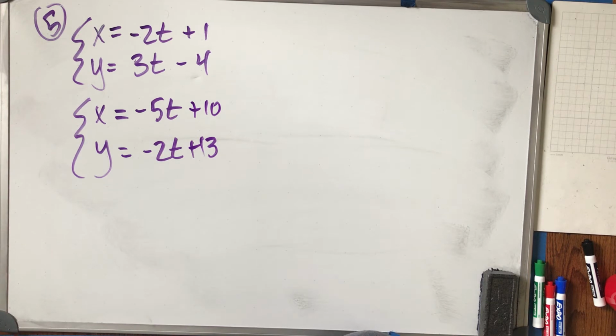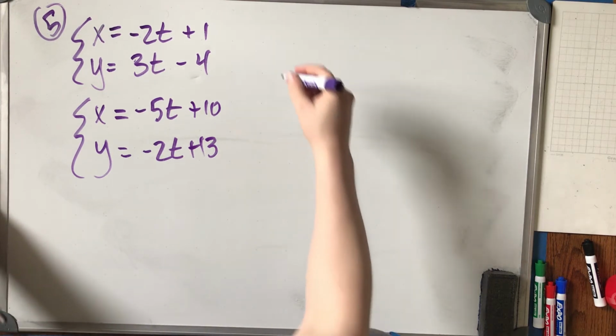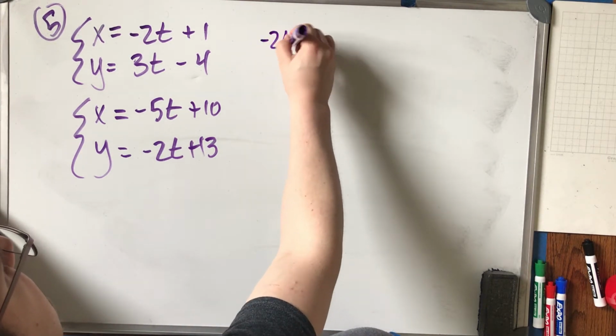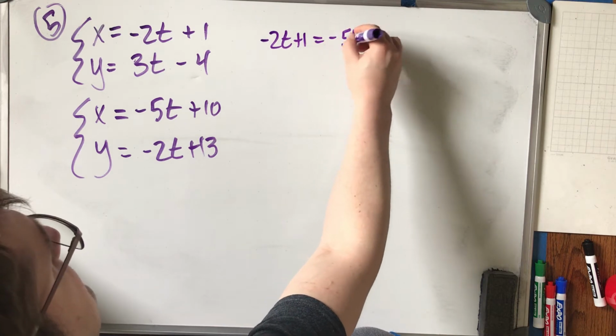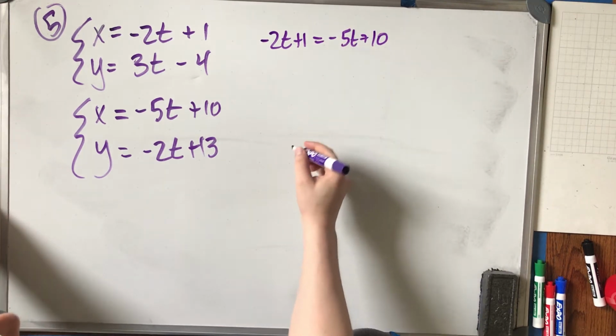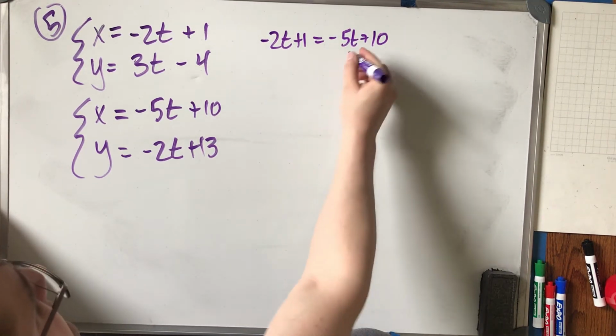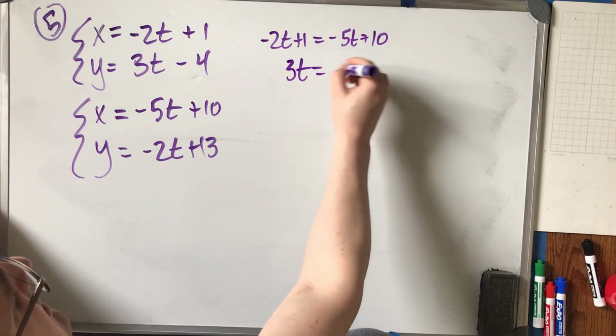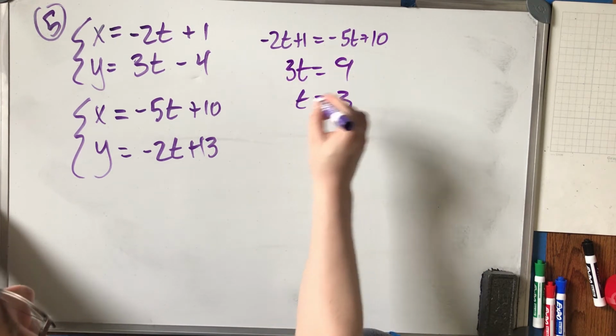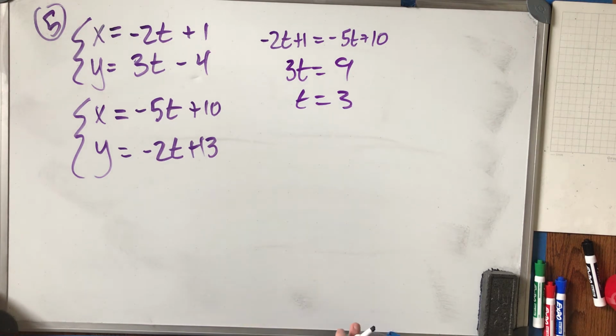All right, so we want to know whether or not they're going to actually tag each other, whoever's it. So I always like to set the x values equal to each other for this. So I'm going to do negative 2t plus 1 equals negative 5t plus 10. So doing all of this math, I'm going to end up with 3t equals 9, so t is going to equal 3. So the x values are equal at 3.